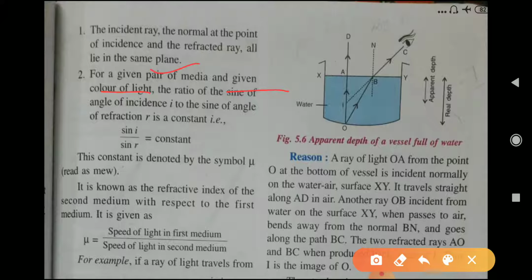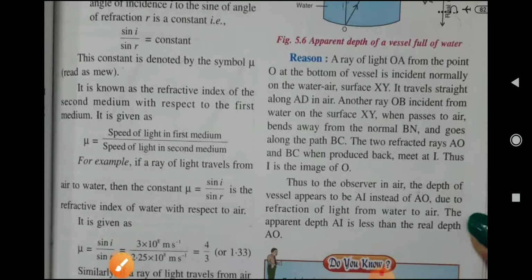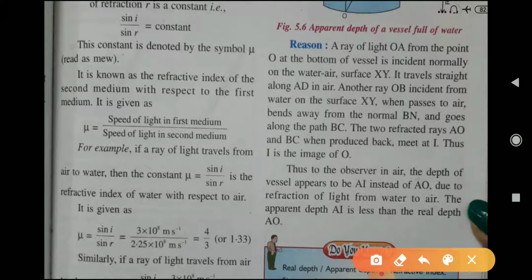and a given color of light, the ratio of the sine of the angle of incidence, i, to the sine of the angle of refraction is constant. That is, sin i upon sin r equals a constant. This constant is denoted by mu. So sin i upon sin r equals mu. This constant mu is known as the refractive index of the second medium with respect to the first medium.